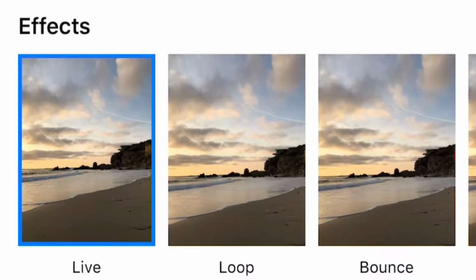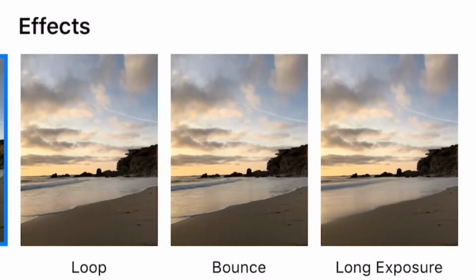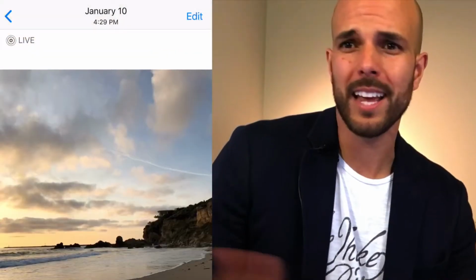One being loop, so it just goes in a circle, plays the same thing over and over again. The other one is bounce. It's kind of like boomerang for Instagram. So it'll go forward and kind of go in reverse again. And the very last one, that's the one that we're interested in for this video, is long exposure. What the heck does that mean?